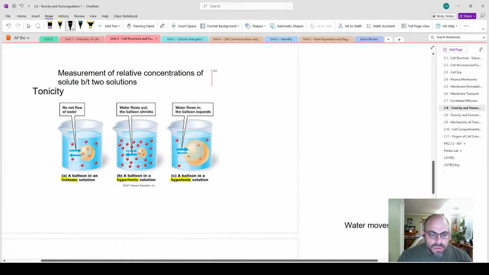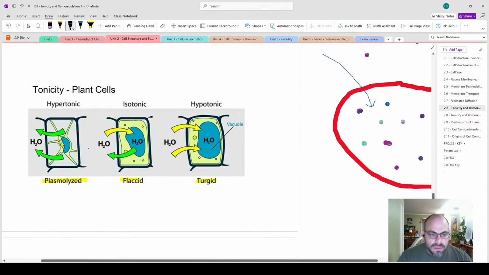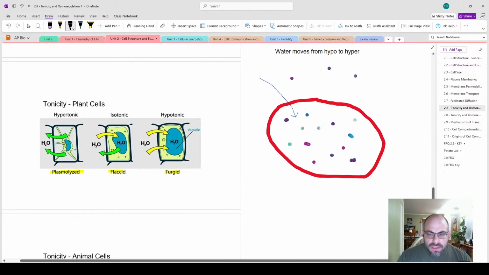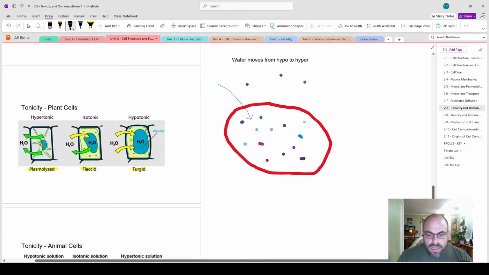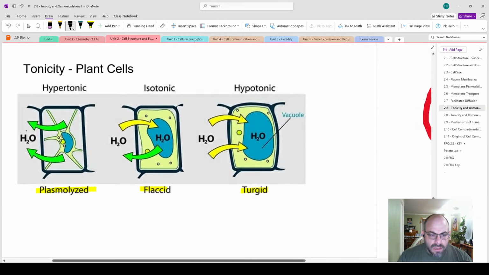And tonicity. All right, so we talked about the plant cells. There's a potato over there. And we talked about how plant cells want to be, the inside of a plant cell wants to be hypertonic, right?